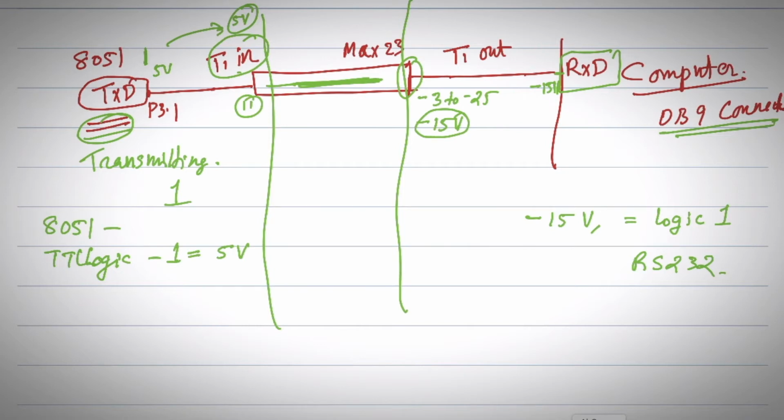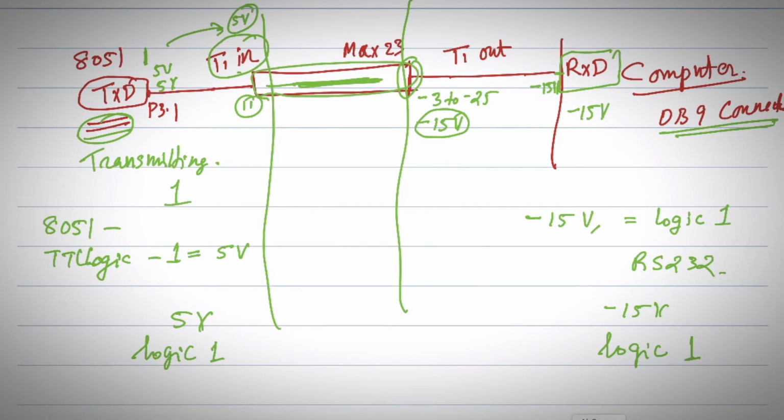So what have you transmitted? You transmitted 5 volt, and at the computer input you are getting -15 volt. Yes, you have transmitted logic 1 as per TTL, and you have received logic 1 as per RS232 connection. So this is the significance of this line driver MAX232 IC.